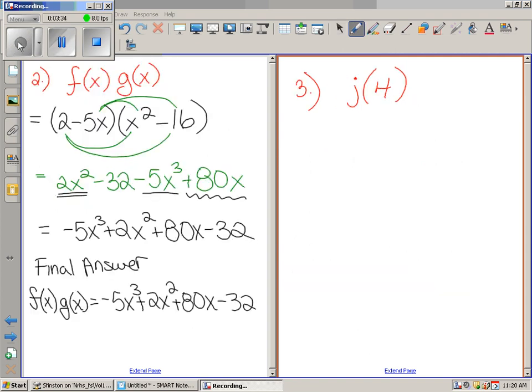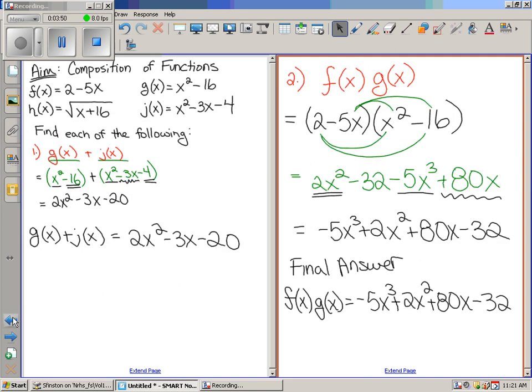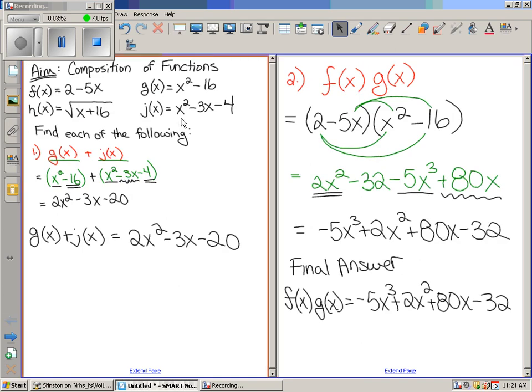Ready? Problem numero tres. Guys, j at 4. This is old school. This was from last week. How do we find j at 4? Plug it in. Yeah, we got to go back to the original equations that I gave you. And what we're going to do is we're going to plug it into this bad boy right here.